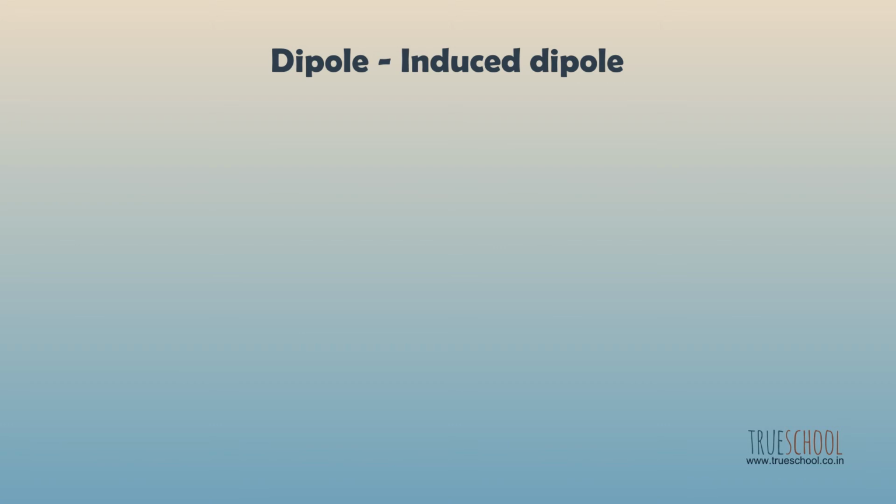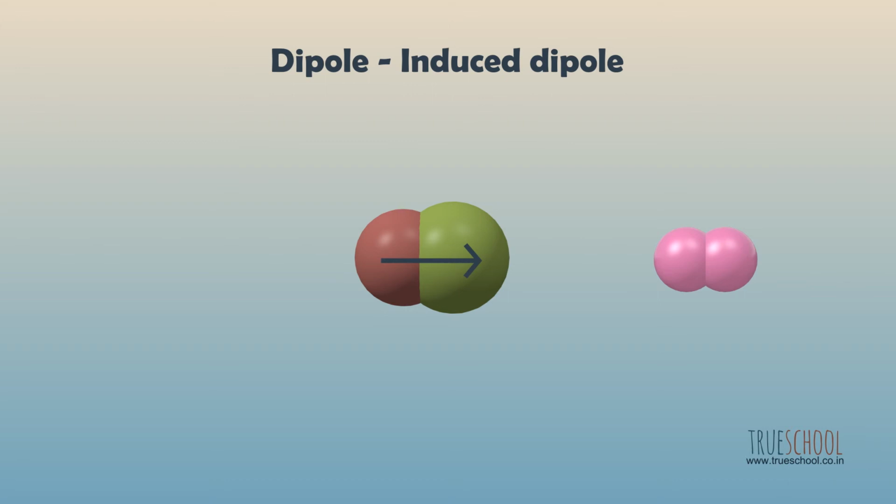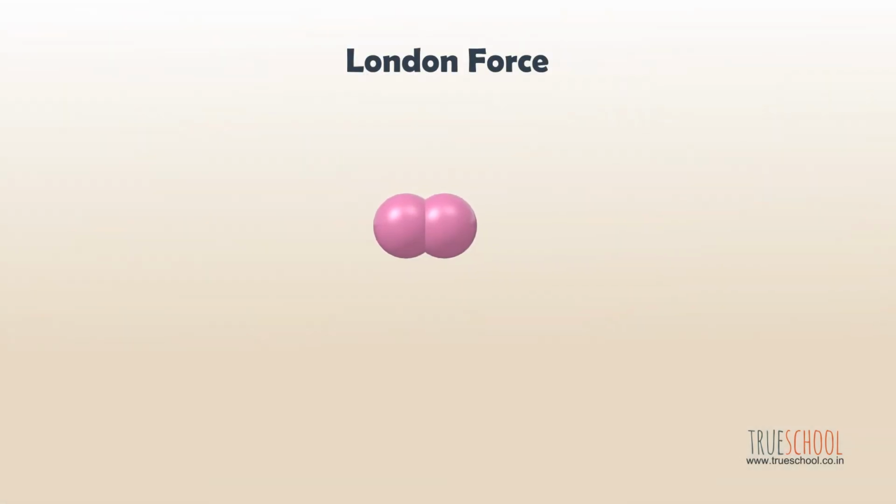Next is dipole-induced dipole interaction. Suppose one of the molecules in the bulk has a permanent dipole and the other is not a dipole. But in the presence of a dipole, the negative center gets separated from the positive center. This tendency of a dipole inducing a temporary dipole moment in its neighbouring molecule and then attracting it is called dipole-induced dipole interaction. The last one is London force.